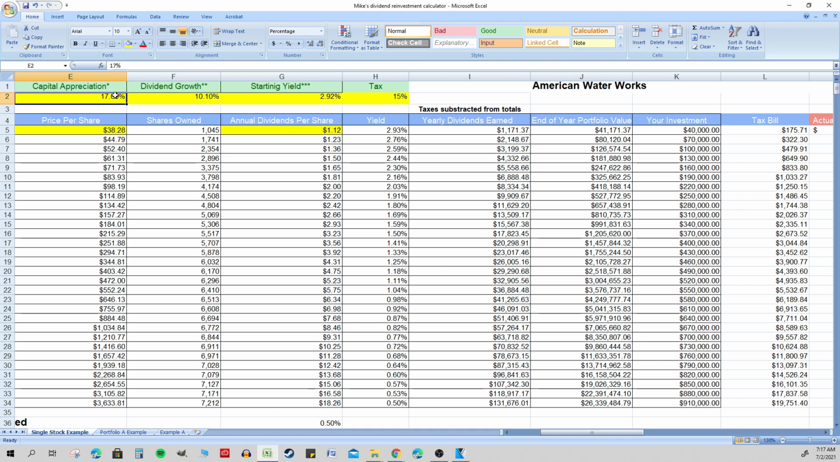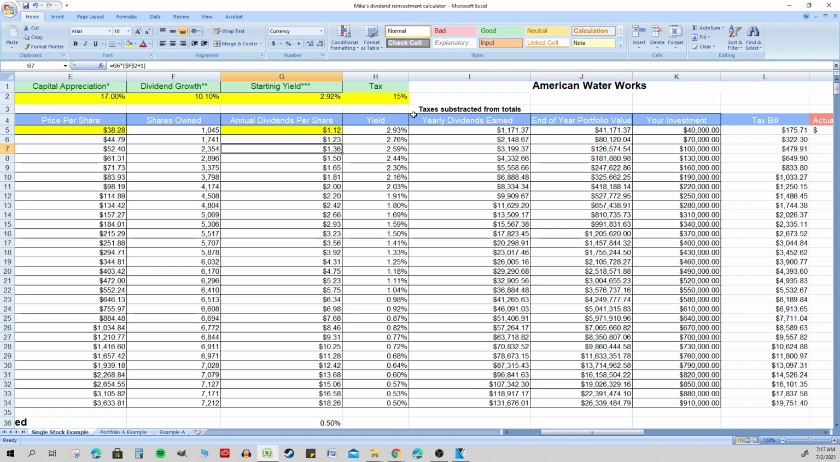And when you have that happening, because your dividend growth rate is about 10%, as you can see here, you have $1.12 in the first year, then your dividend per share becomes $1.23 the next year, then $1.36, and so on and so forth. But what's happening is the value of the underlying shares keeps increasing at a rate of 17%.